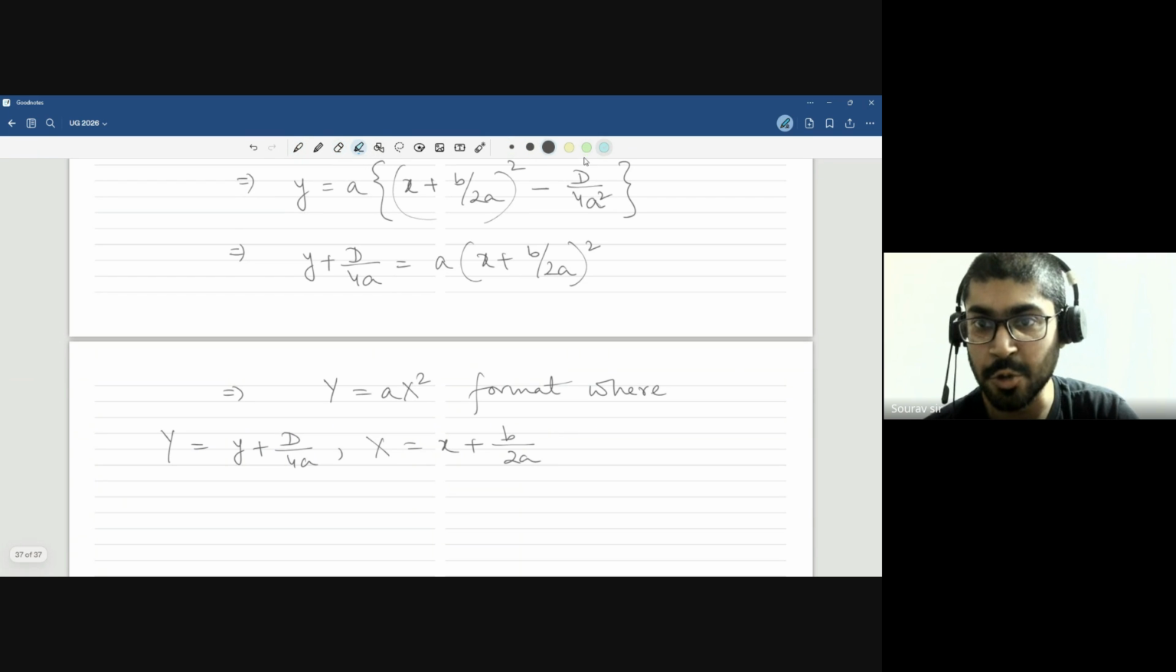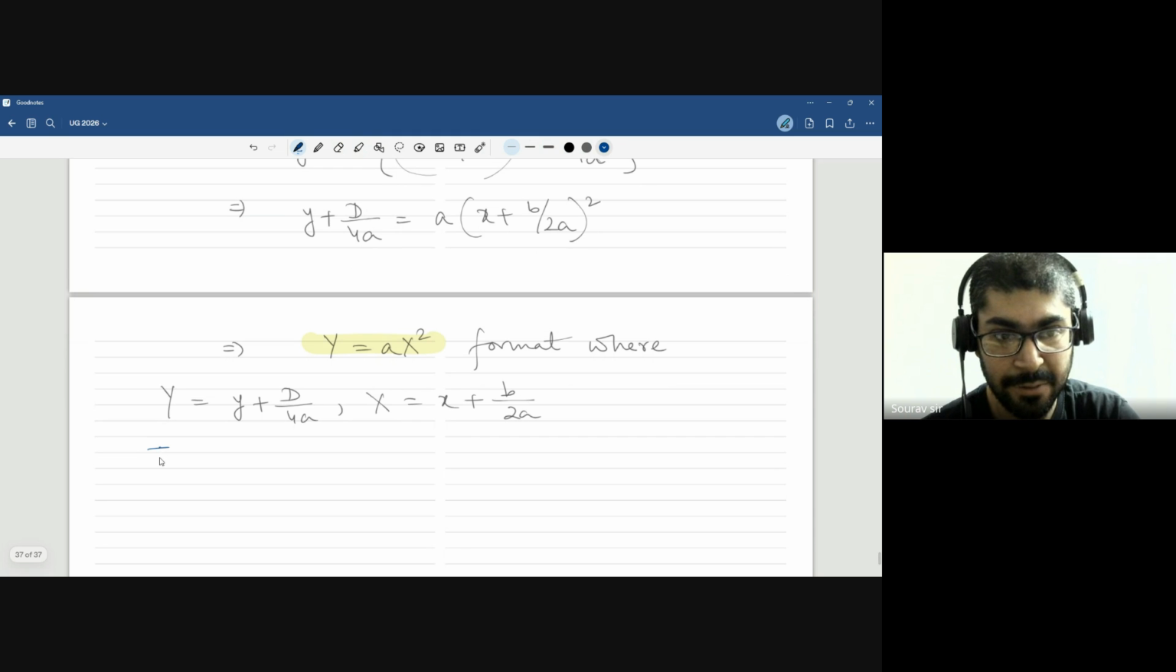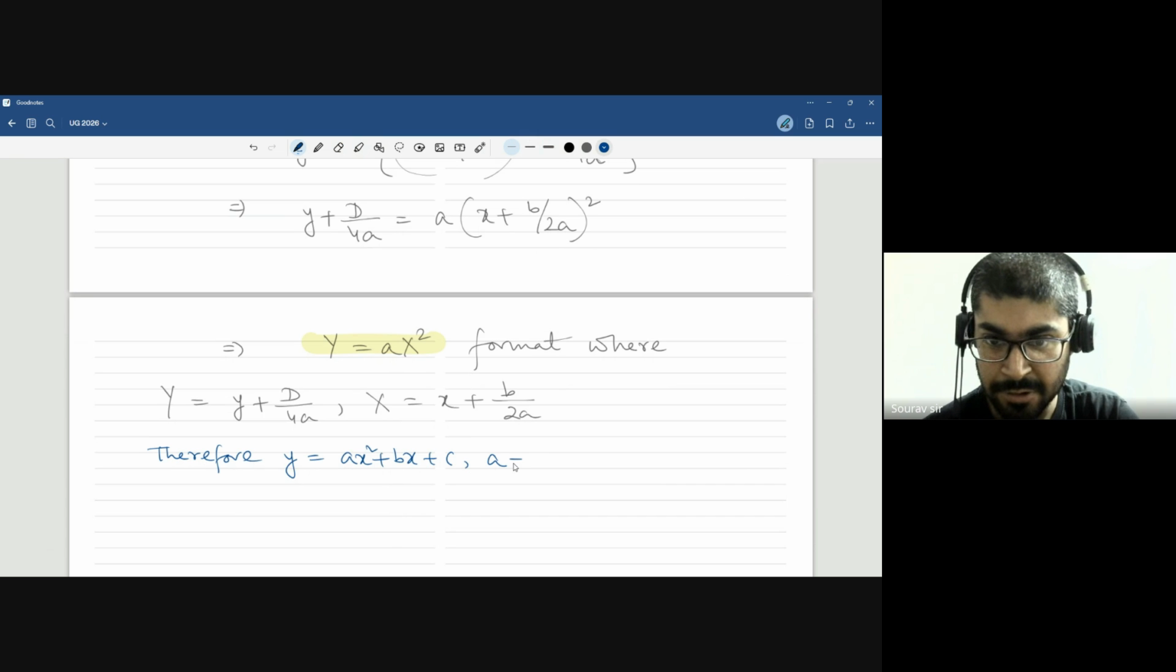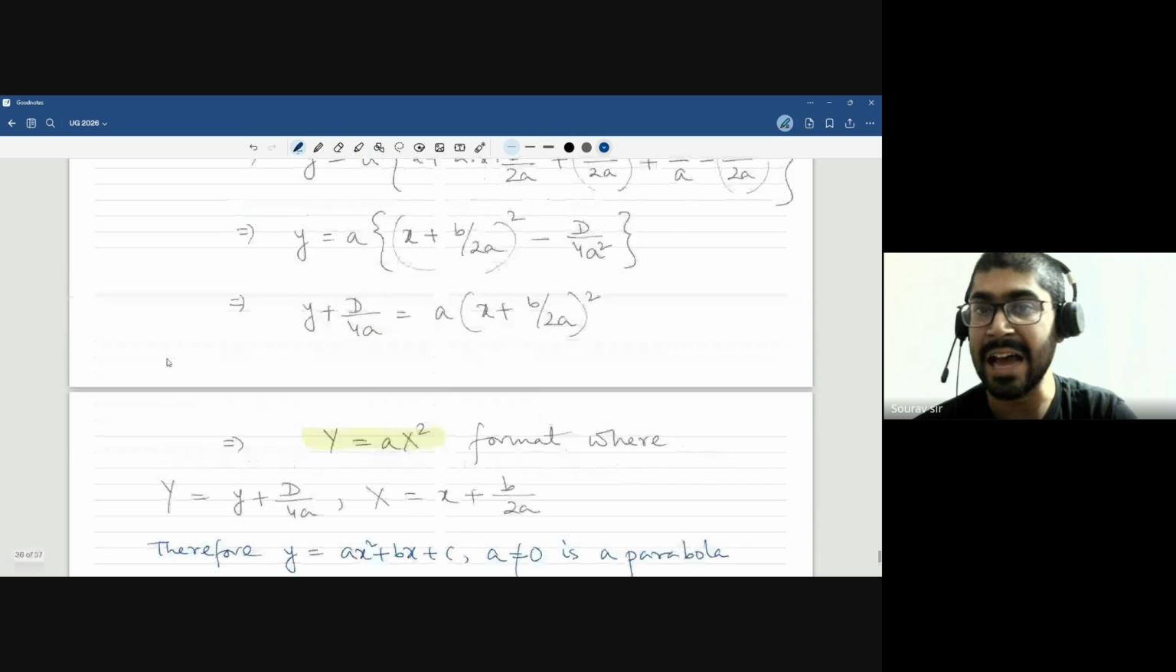So since we showed that y equal to ax square, then we can conclude, therefore, y equal to ax square plus bx plus c, a non-zero, is a parabola. Okay, that is the proof.